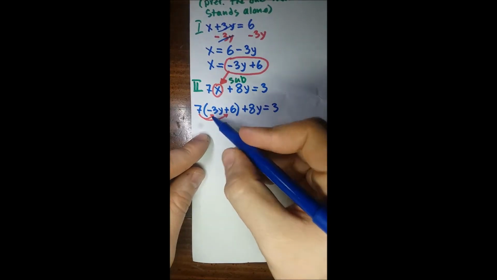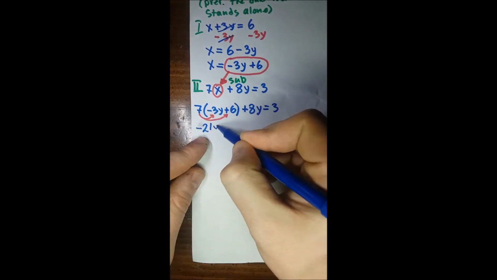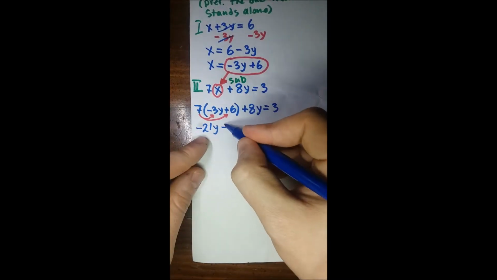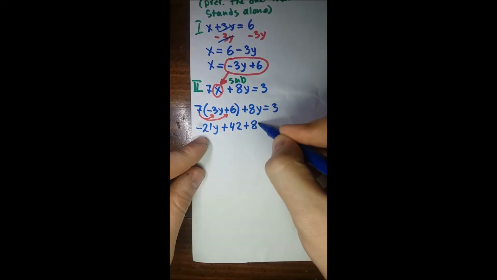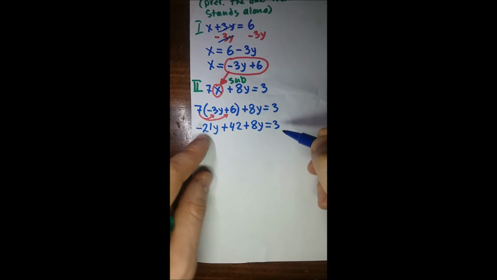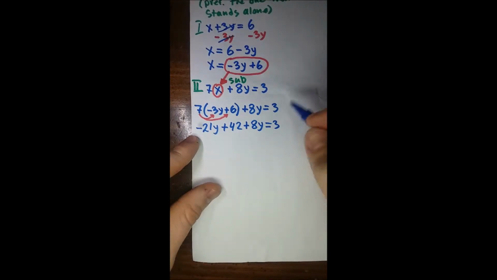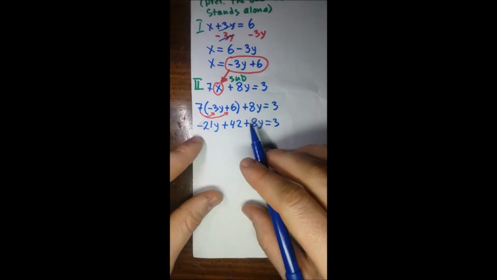7 times minus 3 is negative 21y. 7 times 6 is positive 42 plus 8y equals 3. Now, there's no more x's. Look at that, they're all gone. So now we can solve for y.